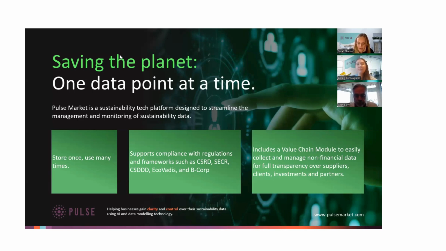And we combine these on the Pulse platform. And on the platform, you can collect and manage and store your organization and your value chain's ESG data. You can store it once and use it many times, which is key for supporting your compliance, sustainability regulations and frameworks such as CSRD, SECR, B Corp, which is something that Aisling can certainly help you with for sure. Aisling, could you move on to the next slide, my next final slide?